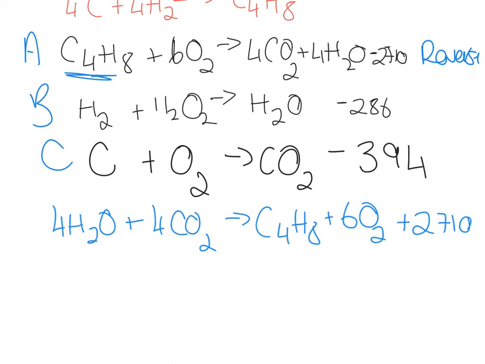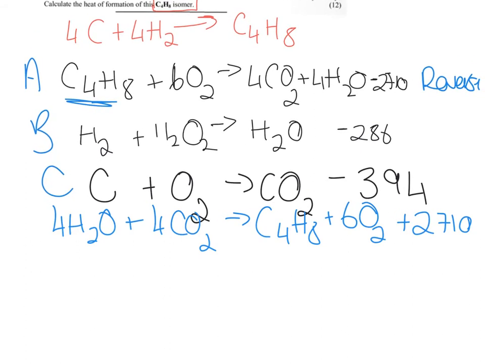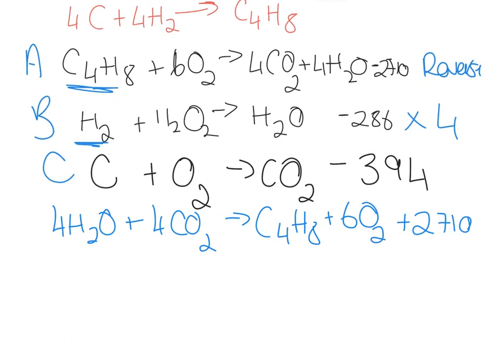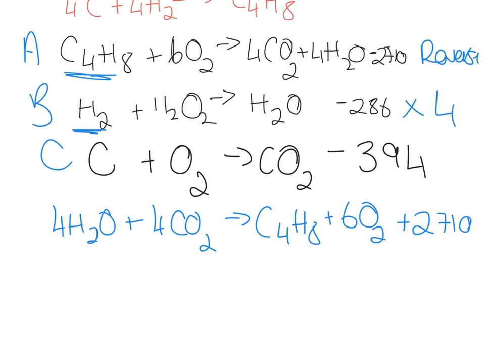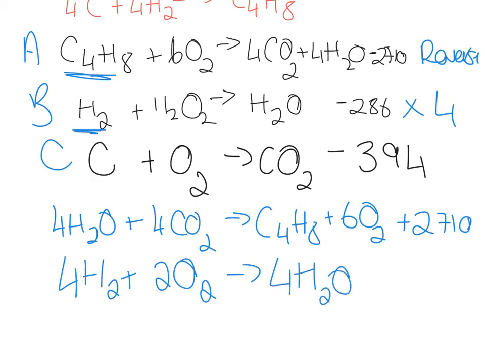My next thing that I need to deal with is equation B. And we can see in equation B, the only thing that they have there that we want is the hydrogen. So this time around, I'm going to multiply this one by 4. So I'm left with 4H2 plus 2O2 to give me 4H2O. We multiply our minus 286 by 4 and we get minus 1,144.